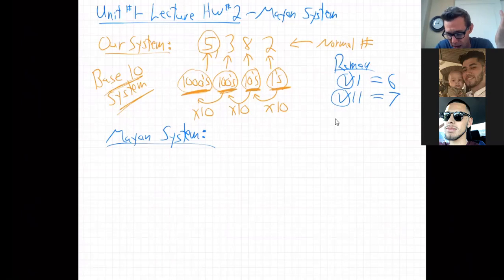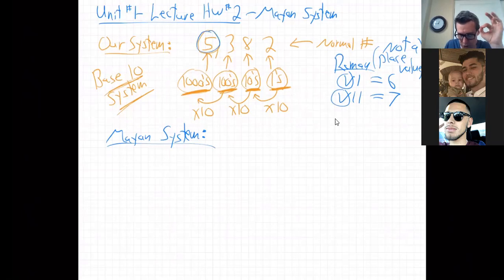There's not a place value in the Roman system. It doesn't matter the place of the V. Wherever the V is, it just means 5. But in our system, if the 5 is way out here, it's 5,000. And if the 5 is somewhere else, it means something different, because we have a place value system.